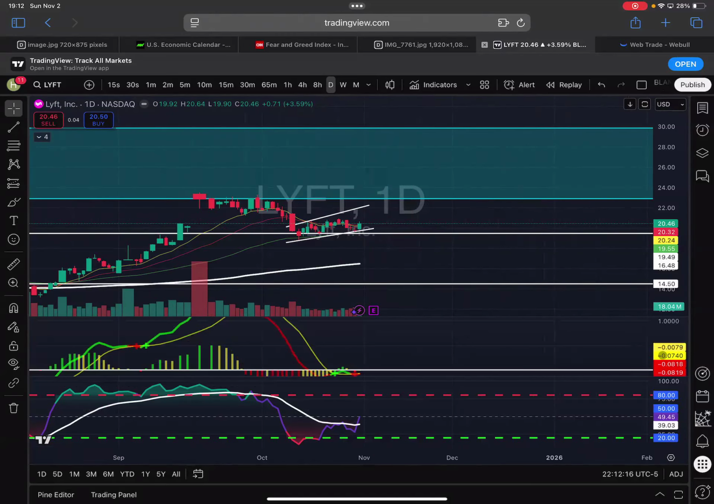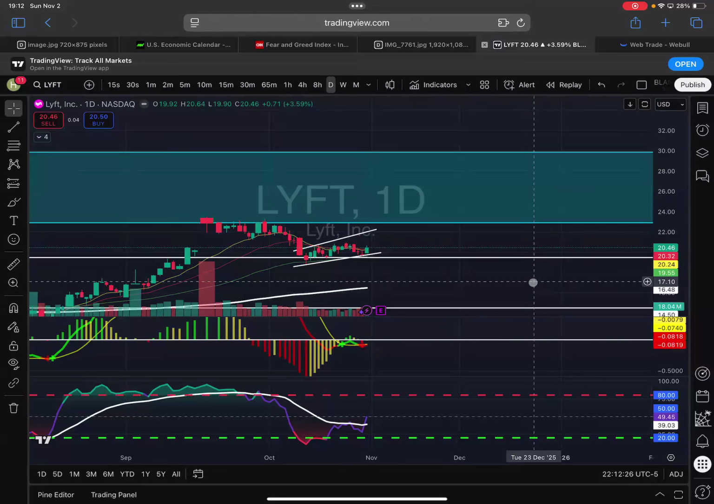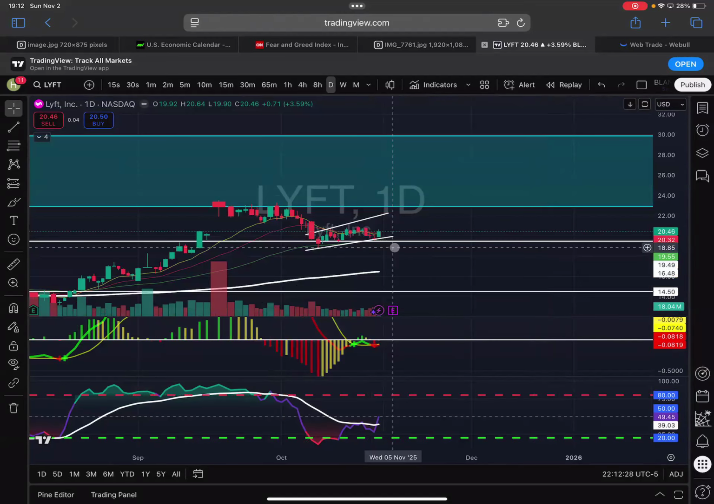Honestly, if I see another green cross right here happen, I'm going to get excited. All right. But again, I'm not saying it's going to go up, right? It can come back down.